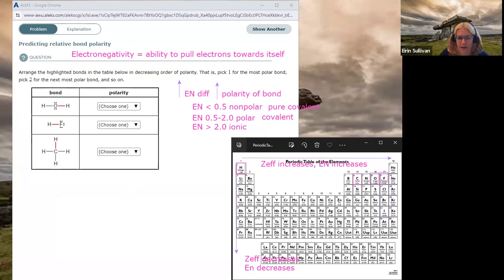So again, you're looking for like the biggest difference on the periodic table. So hydrogen and fluorine has to be the largest difference in electronegativity. And then hydrogen and carbon will be the smallest difference in electronegativity. So this is going to be the least polar. In fact, we're pretty confident saying this is a non-polar bond, and this will be the most polar. And then the hydrogen oxygen bond will be our middle option, right? Somewhere like that. All right, so use the periodic table to help you with those ones.